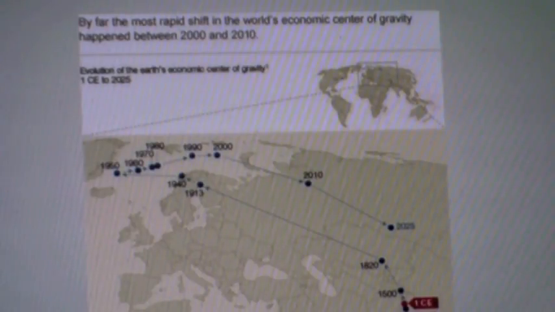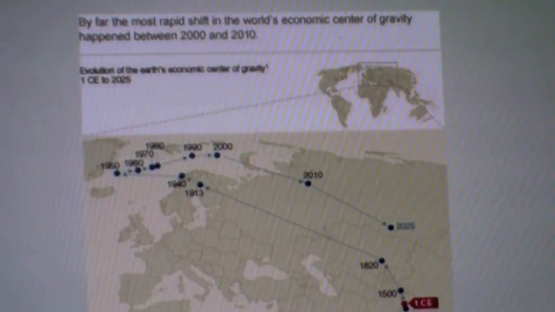Now, look what happens from 1940 to 1950. Boom! This is the rise of the United States. All right. So the United States becomes the preeminent economic power. That shifts the center of gravity toward the United States, toward the West.